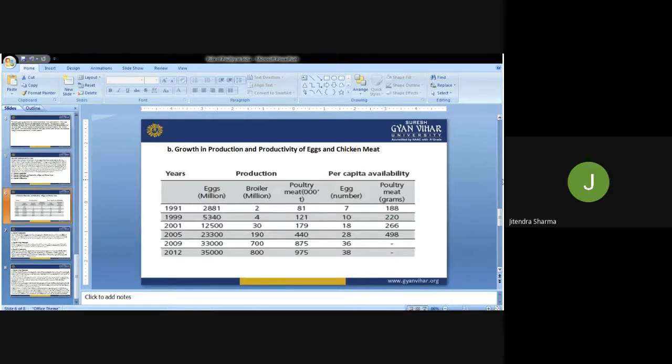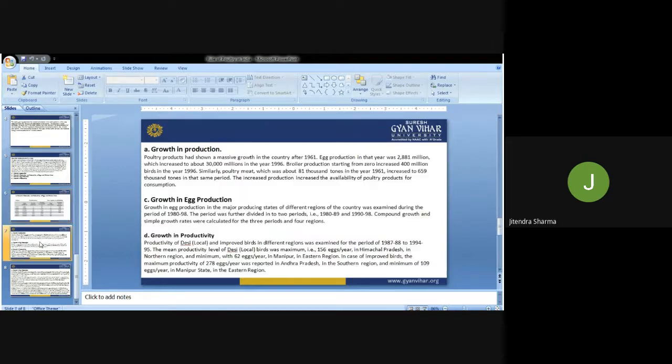And the broiler production we can also see: only 2 million in 1991 and 800 million in 2012. Now, the country is in first position as far as meat production is concerned, but in broiler production we are definitely far behind our expectation. So this kind of situation is there in the country between 1991 and 2012.